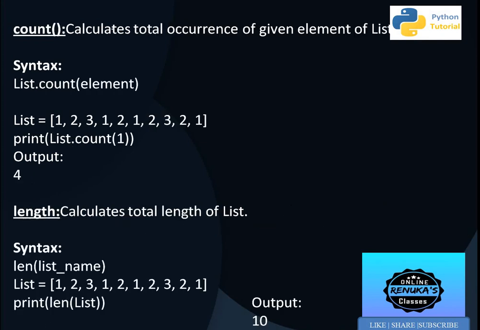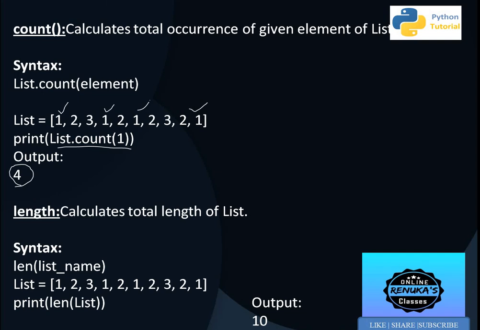Then count calculates the total occurrences of a given element of a list, like list.count(1), how many times 1 is present in the list. So this is 1, 2, 3 and 4. So it will give the output 4. Not that it is counting all the elements, that will be done with the help of length. So here it is counting the specified occurrence or total occurrence of a given element.